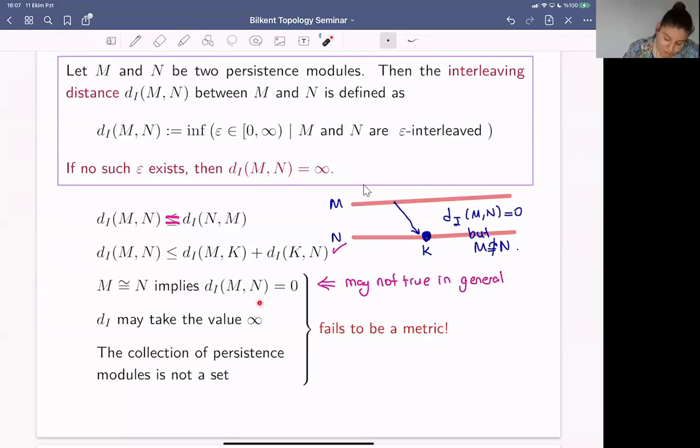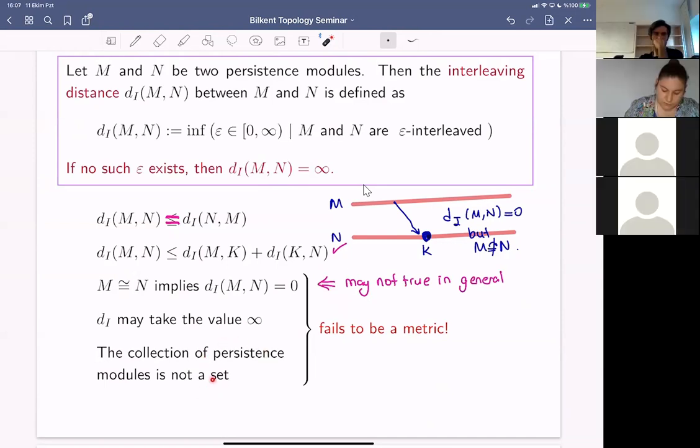And also there are some values, and it is possible that the interleaving distance is infinite. So if the converse is not true, we say that this is a pseudometric. Maybe we can talk about pseudometric instead of metric space. But one problem is the collection of persistence modules is not a set. So this is the big problem.